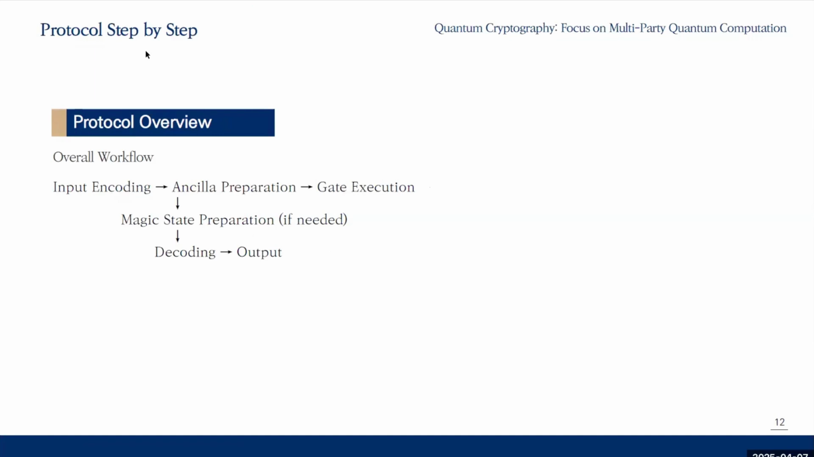Let's start with an overview of the protocol workflow. First, we encode the inputs using quantum authentication codes. Then we prepare ancillary states as needed, followed by gate executions. If our circuit involves non-Clifford gates like T, we prepare magic states in advance. Finally, we perform decoding and output the results. Throughout, we continuously check for malicious activity.